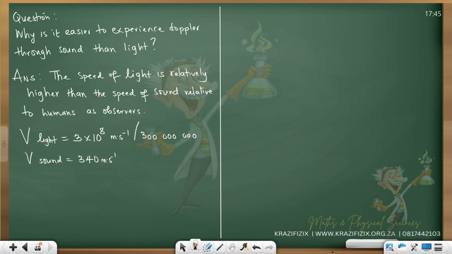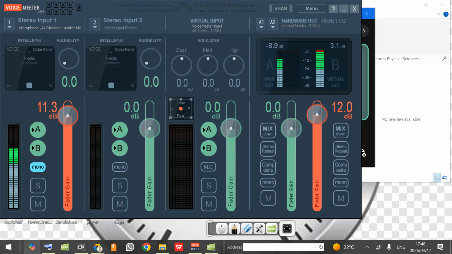That thing is crazy. But anyway, guys, the speed of light is relatively higher than the speed of sound, relative to humans as observers. That's why we will experience Doppler more easily with sound than with light. The end of content. Questions now. All right, let's jump to questions.